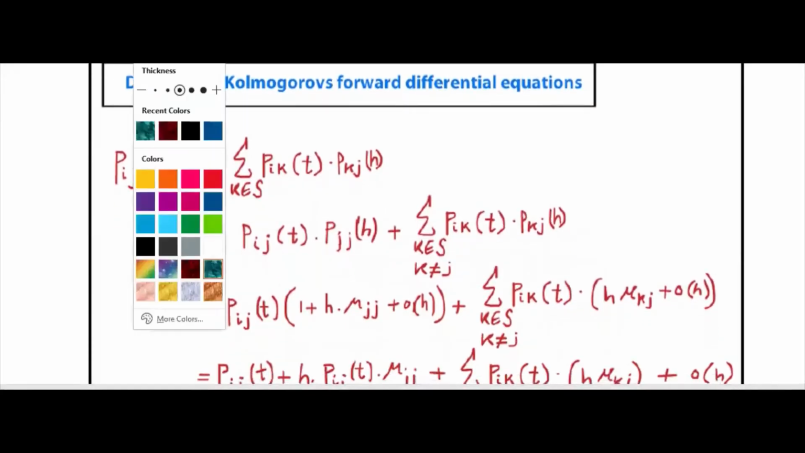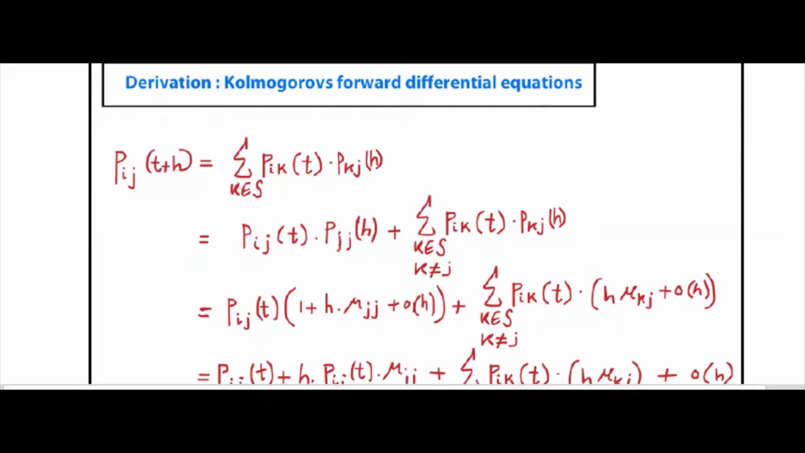This is Kolmogorov's equation. If you remember the first line, this is Kolmogorov's equation. No differentiation, no integration. We have a summation sign. You want to go from i to j in t plus h time. So t plus h means it's from 0 to t plus h, and then we have divided this way, 0 to t, then t to t plus h.